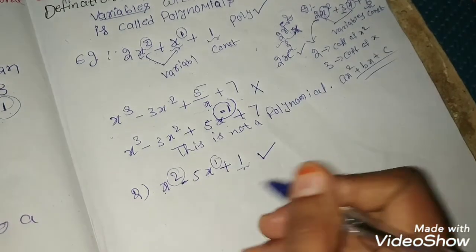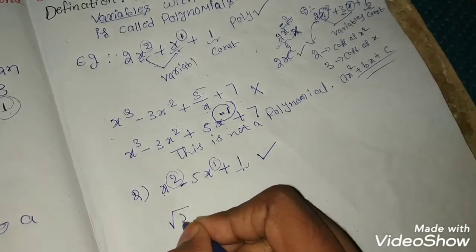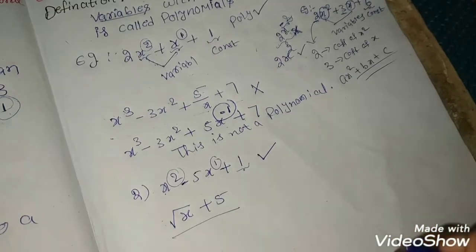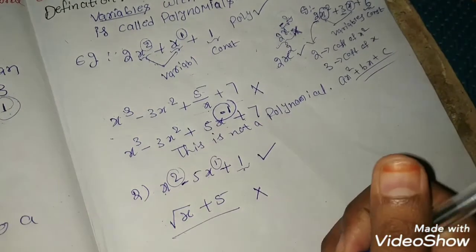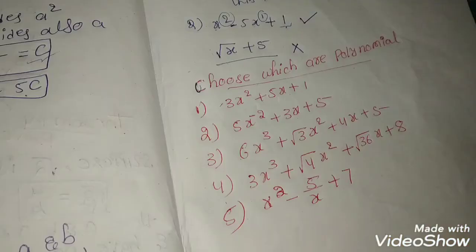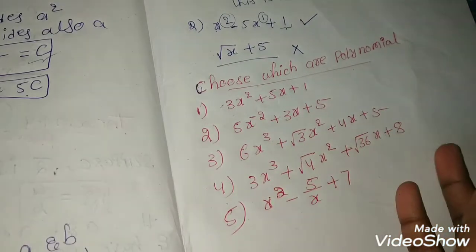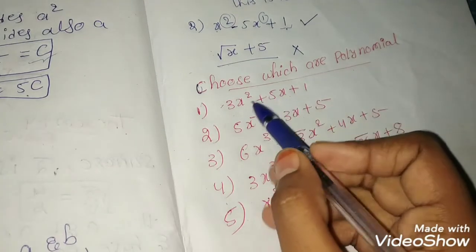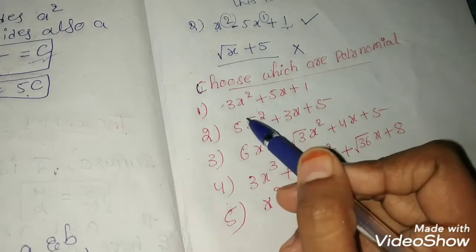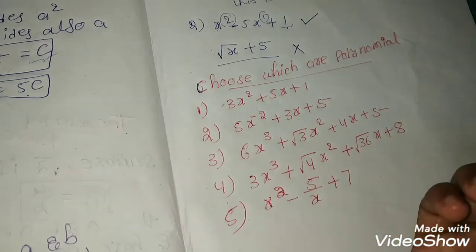Now, for example, if you take a root value like root x plus 5, is this a polynomial? No, this is not a polynomial. Understand? Okay, let's choose which are polynomials or not. See, ax square plus bx plus c is an algebraic expression. You have to check whether we have non-negative integral powers or negative integral powers.